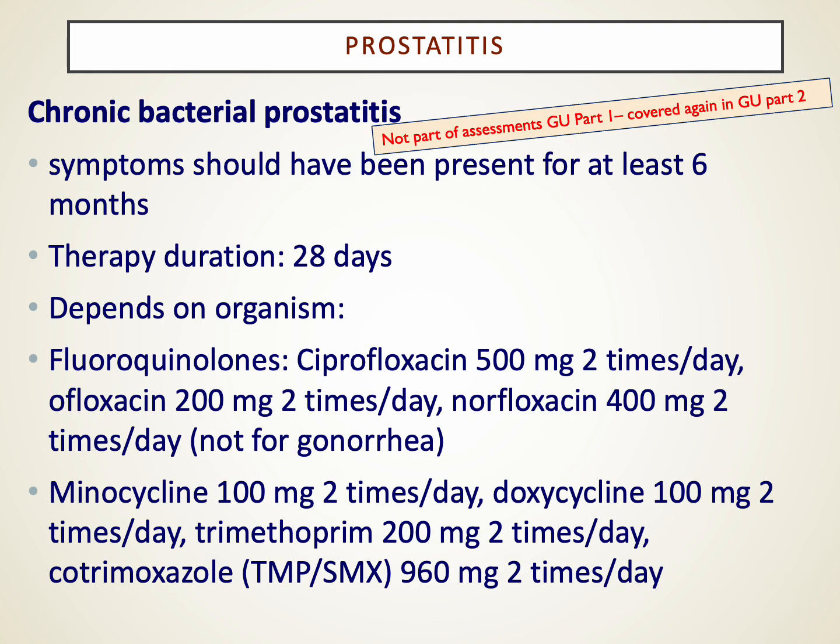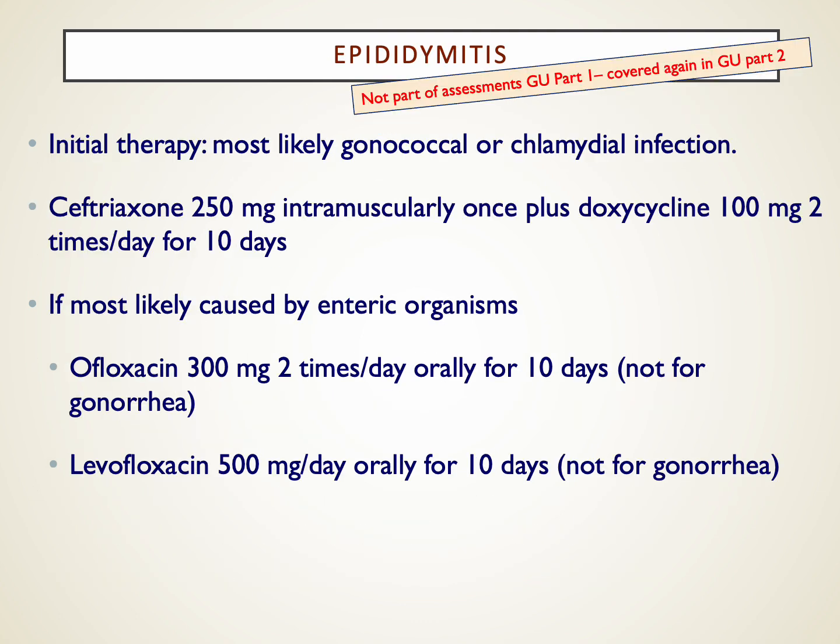For chronic bacterial prostatitis, symptoms have been in place for at least 6 months. Again, we're going to look at a 28-day course, usually of ciprofloxacin. Sometimes, depending on what we're seeing, we might see minocycline or doxycycline or Bactrim used as well. But more commonly, I think we see ciprofloxacin as probably the agent we will often go to.